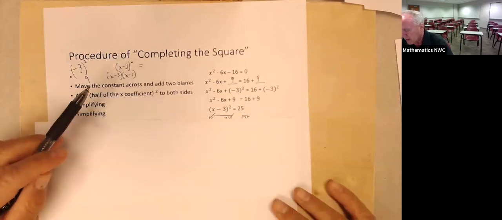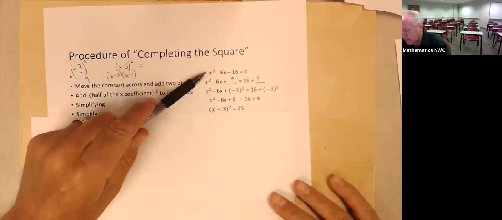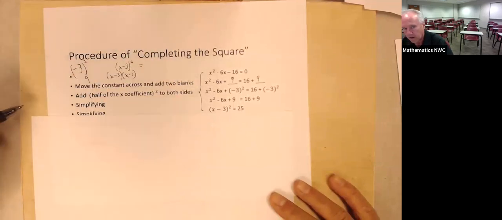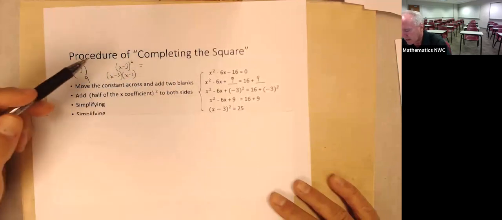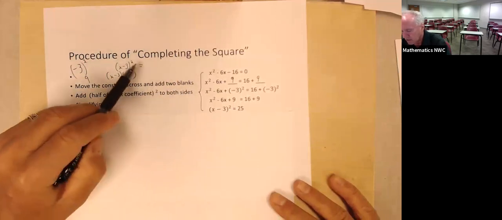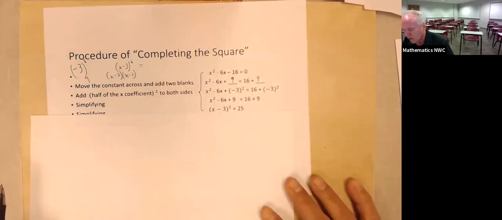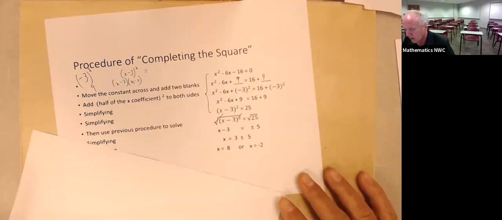But completing the square is this process right here. Again, don't be afraid to take a picture of that. That's the procedure of completing the square. We're going to do that procedure here multiple times. You will be expected to be able to do that on your assignment as well as on the next test. So here we go with a bunch of examples.